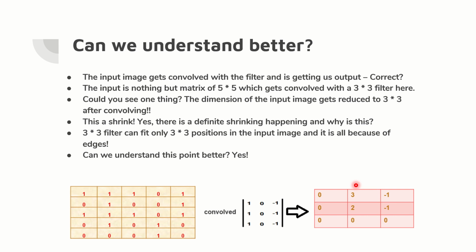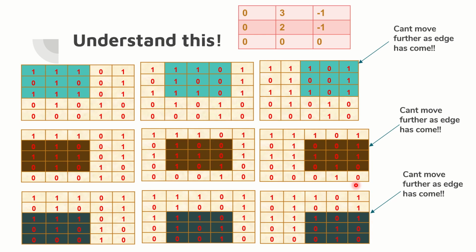There is a definite shrinking which is happening, and a 3 cross 3 filter can only fit in 3 cross 3 positions of the input image, all because of edges. What do you mean by that? We need to understand this point. Why does the 5 cross 5 become 3 cross 3? What is the influence and how does it work has to be clearly understood. I have made a simple diagrammatic representation here using matrices, and we will understand it clearly.